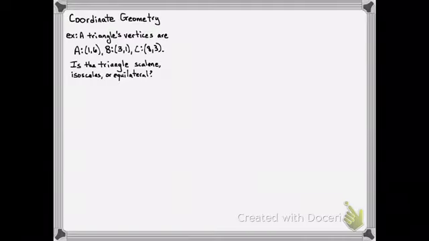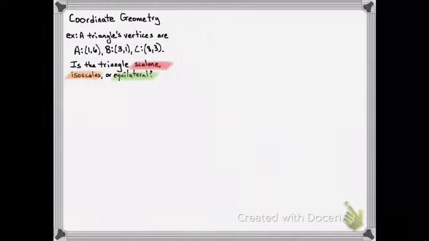Let's review again what those words mean. First, a scalene triangle, that's where all the sides are different sizes. An isosceles triangle means 2 of the sides are the same size. And then finally, an equilateral triangle, all the sides are exactly the same.